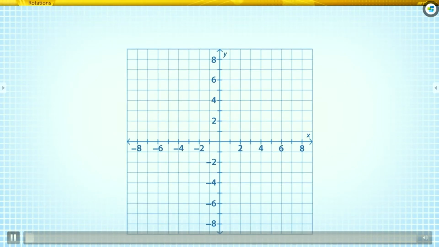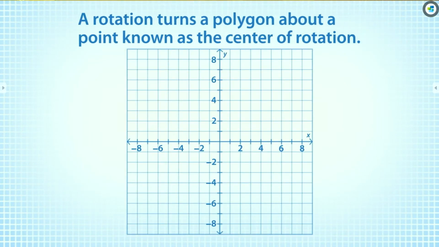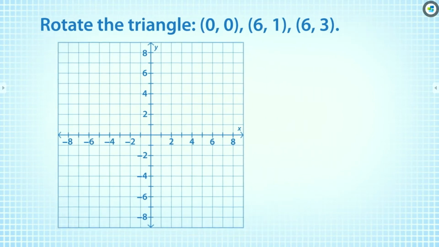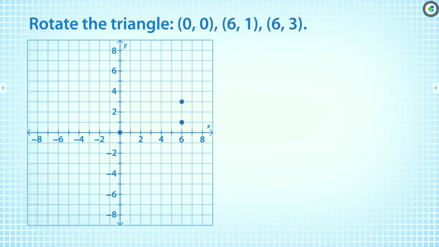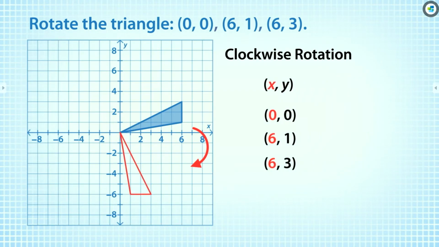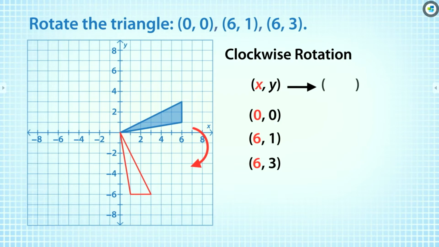Another type of transformation DTA is rotation. A rotation turns a polygon about a point known as the center of rotation. For each vertex of a rotation, the distance to the center of rotation remains the same. Notice that when the blue triangle is rotated clockwise 90 degrees, the x value of each vertex is multiplied by -1, and the x and y values are swapped.